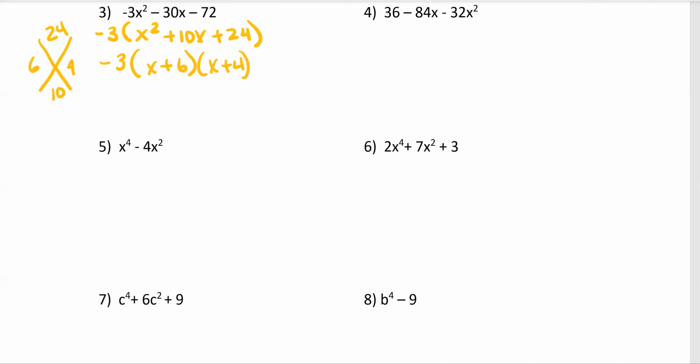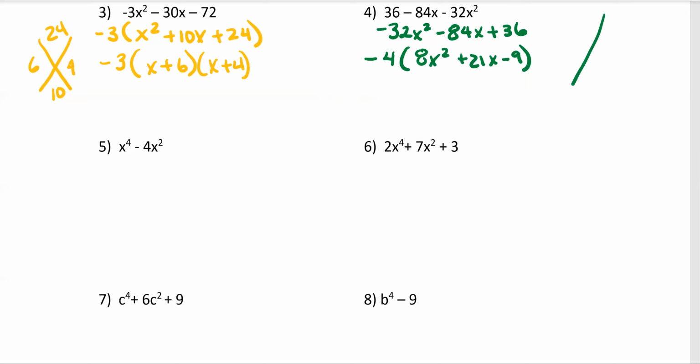Number 4, I'm going to rewrite it. There's a greatest common factor of negative 4. Going to have to use the AC method. 8 times negative 9 is negative 72. The factors of negative 72 that add to 21.